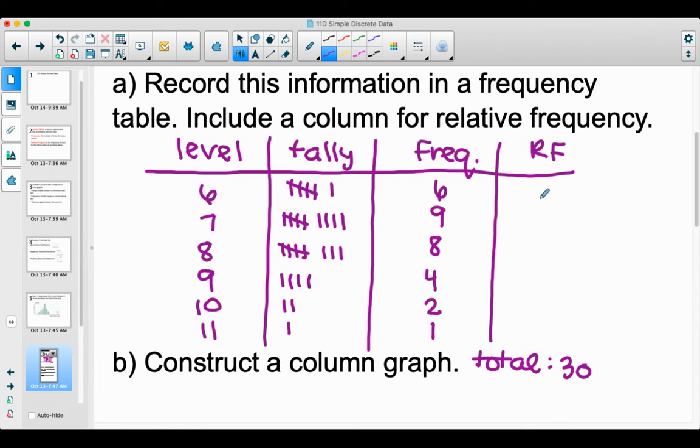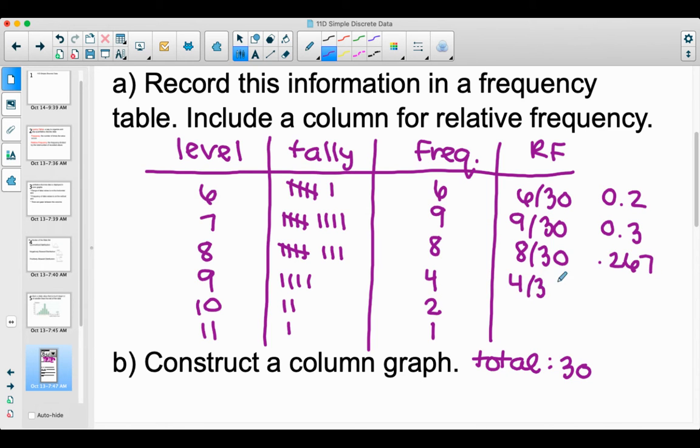So when I do the relative frequencies, this would be our frequency of 6 out of 30, which is 0.2. This would be 9 out of 30, which is 0.3. 8 out of 30, which would be 0.267, rounded to 3 sig figs. 4 out of 30 is going to be 0.133. 2 out of 30, which is 0.067. And then 1 out of 30, which is 0.033. And those are all 3 sig figs. You can keep it as fractions if you want.